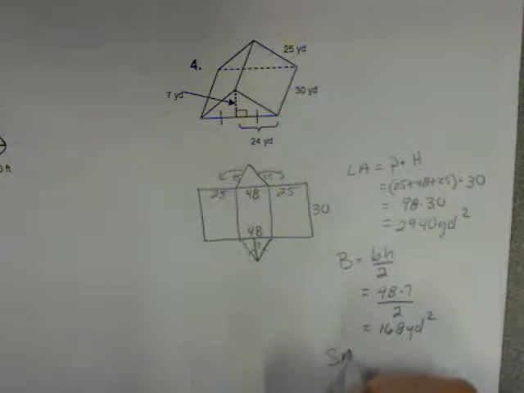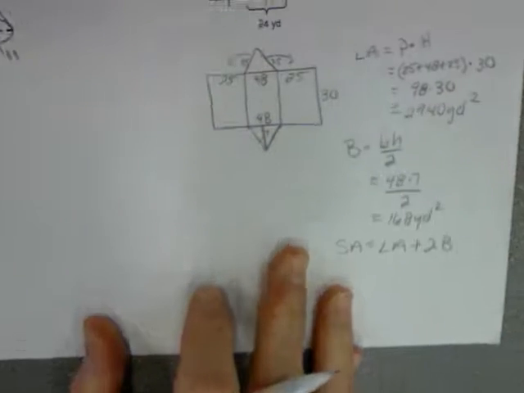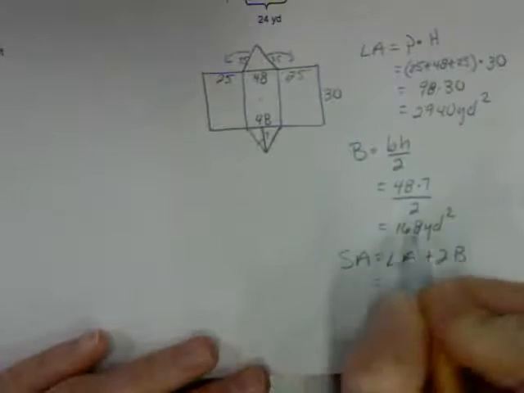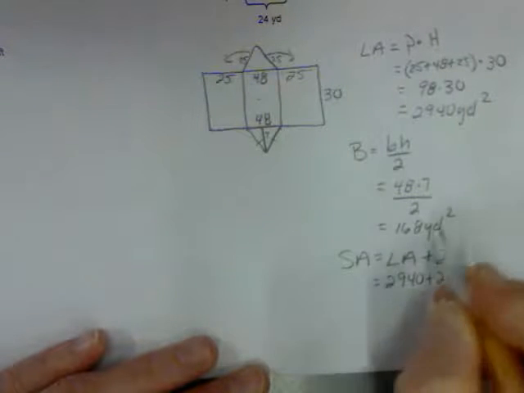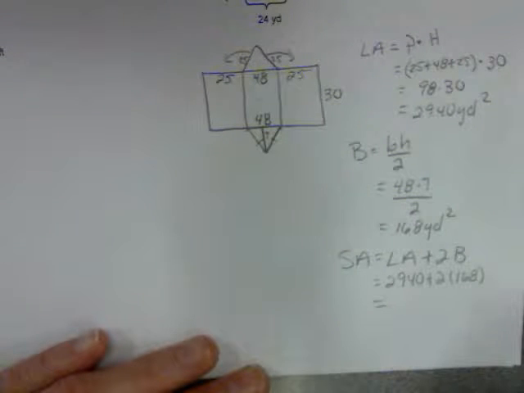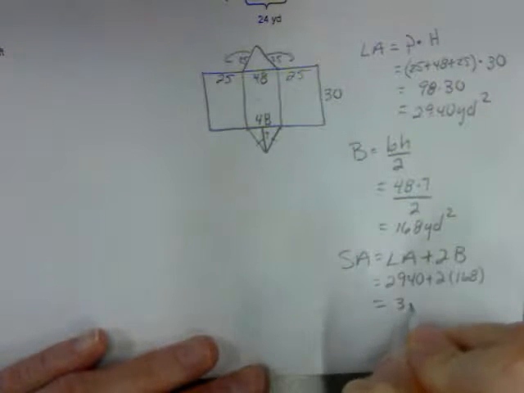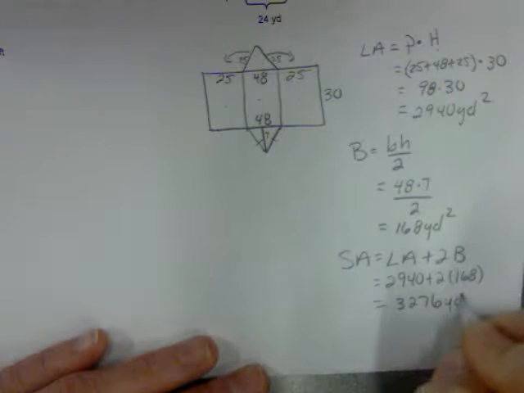So our total surface area is going to be our lateral area, which is all of these rectangles added together, plus our two base areas added onto that. So we can substitute in the lateral area 2,940 plus 2 times the area of our base, which is 168. And when we multiply all that together, we're going to get 3,276 yards squared.